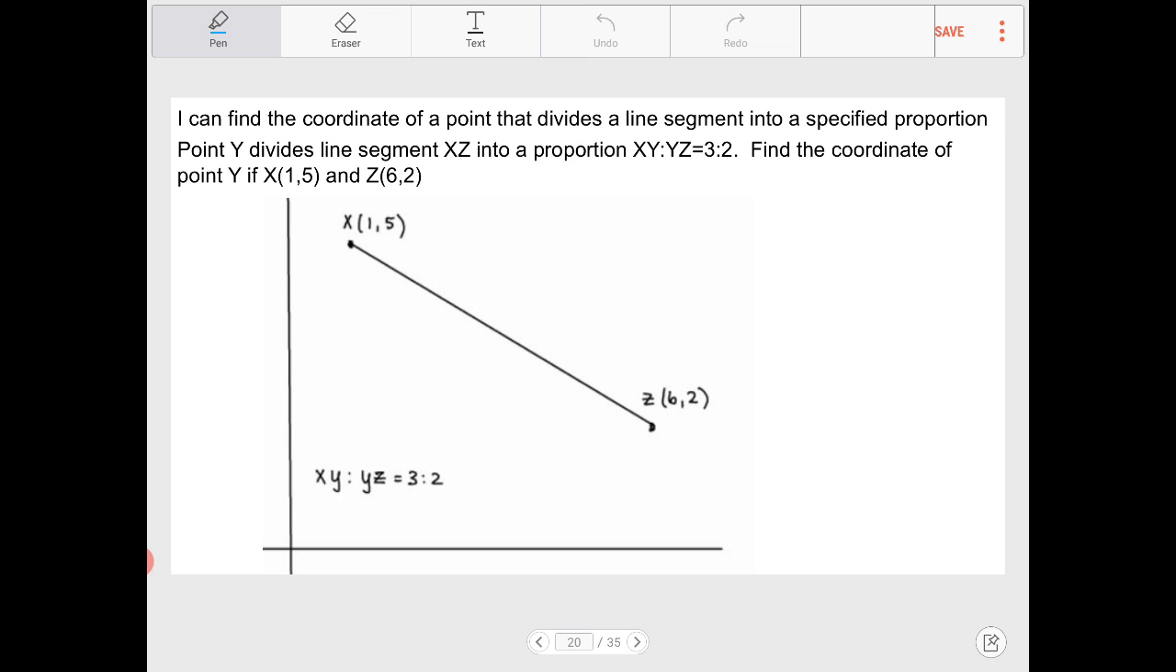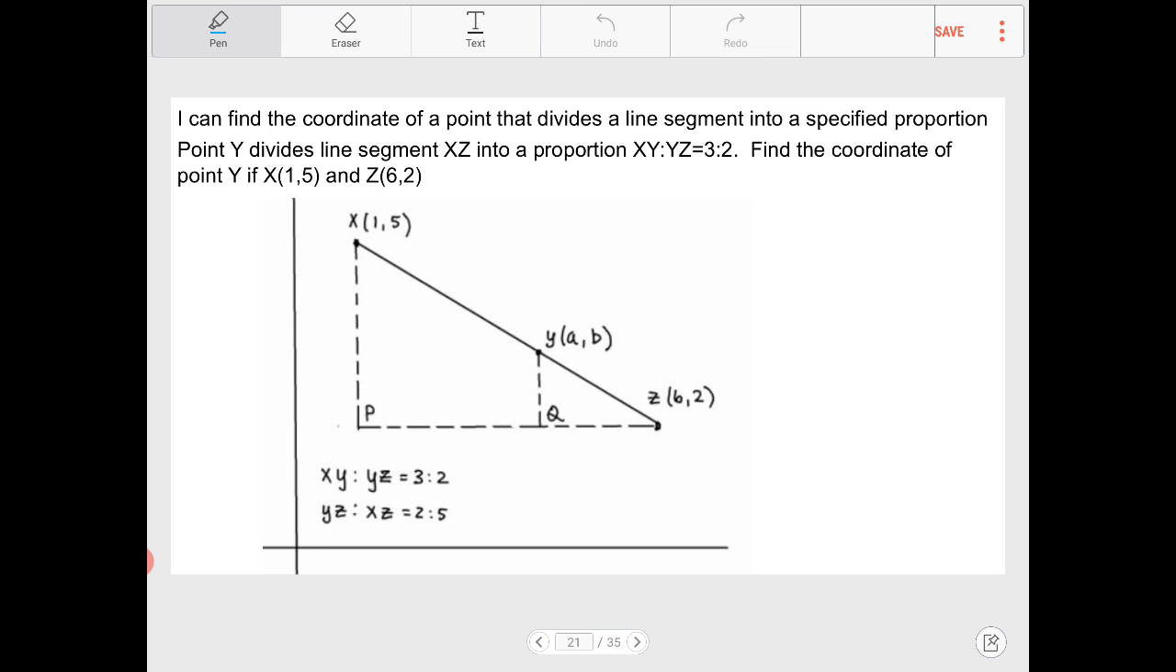What we're going to try and do is create right triangles out of this. So we're going to construct that. We're looking for a point Y between X and Z so that we create a proportion of 3 to 2. Seeing this right now, I see that we have 2 overlapping right triangles. YZ and XZ are actually the hypotenuses of the 2 right triangles. The proportion of the lengths of the hypotenuse between the smaller right triangle and the larger right triangle will be 2 to 5, or 2/5.